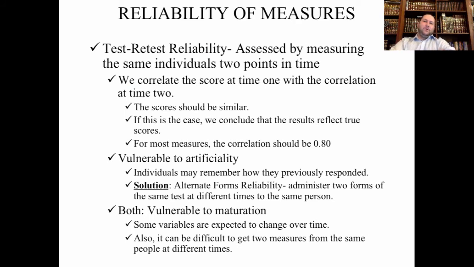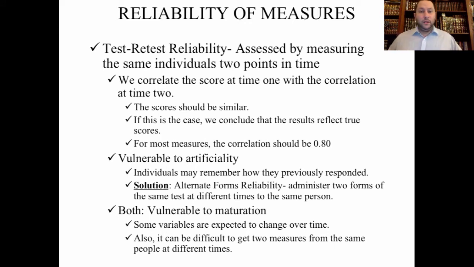Now, reliability refers to consistency of scores. So do I get the same thing over and over and over? So one way to measure that is what we call test-retest reliability. Test-retest reliability, listen to what I'm saying. You give the same people the same test at 2 or more points in time. Now underline same, two. Same people, the same tests at 2 or more points in time.